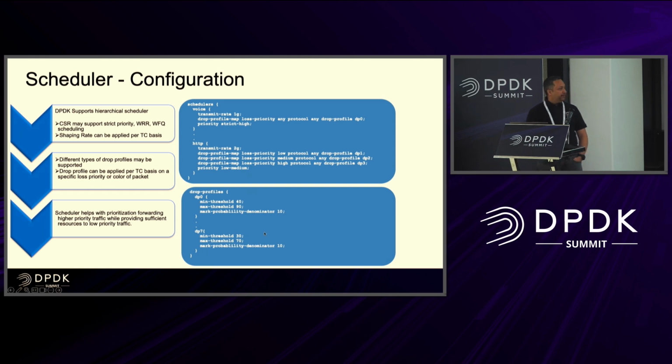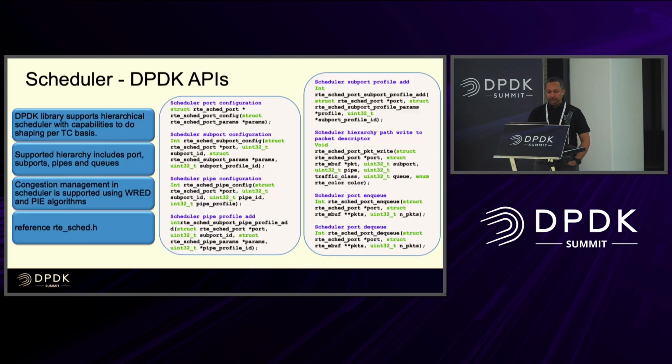Drop profile, again, we have multiple different algorithms for drop profile. For simplicity, we are just showcasing RED. You have min threshold, max threshold, and mark probability. If it's applied on a queue size, if the queue size is below the min threshold, everything goes through. If it is higher than the max, everything is dropped. If it is between min and max, we drop the packet based on the drop probability. Denominator, if it is 10, then 1 in 10 packets are dropped.